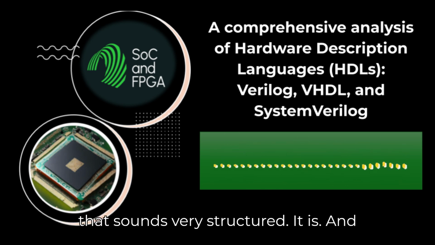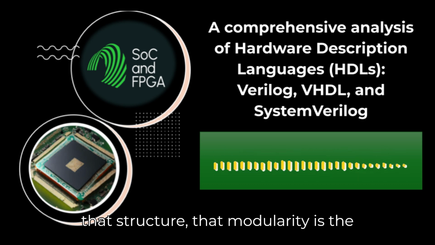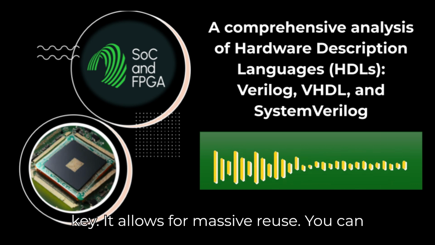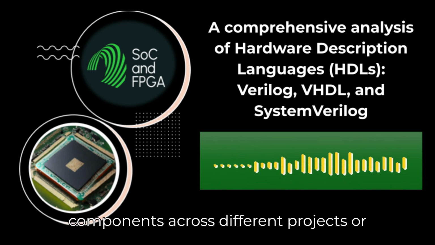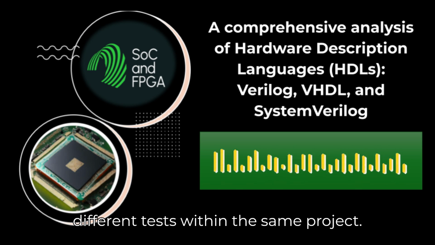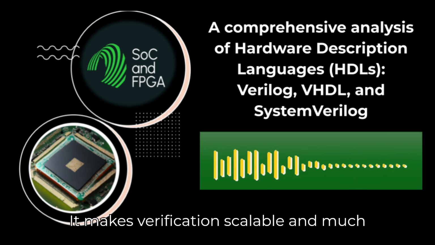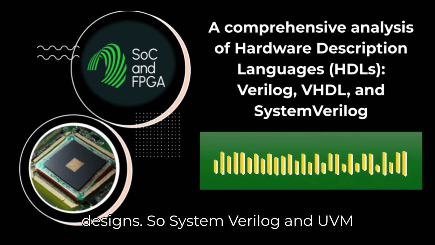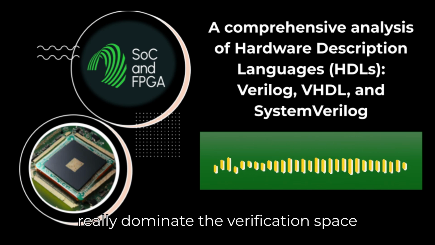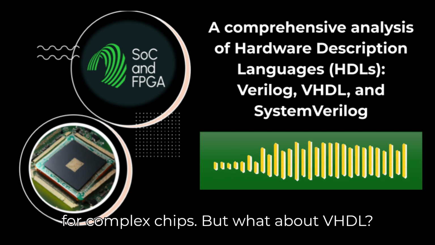That sounds very structured. It is, and that structure, that modularity, is the key. It allows for massive reuse. You can reuse agents, sequences, scoreboard components across different projects or different tests within the same project. It makes verification scalable and much more manageable for these huge, complex designs. So SystemVerilog and UVM really dominate the verification space for complex chips.